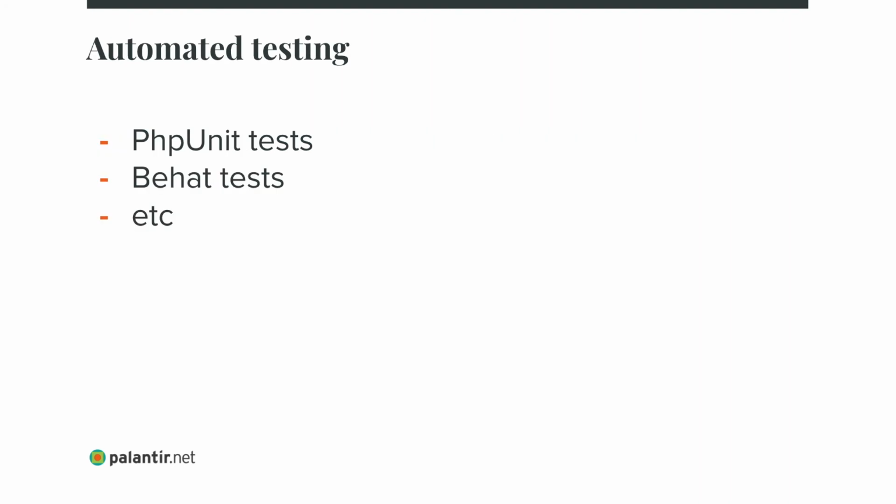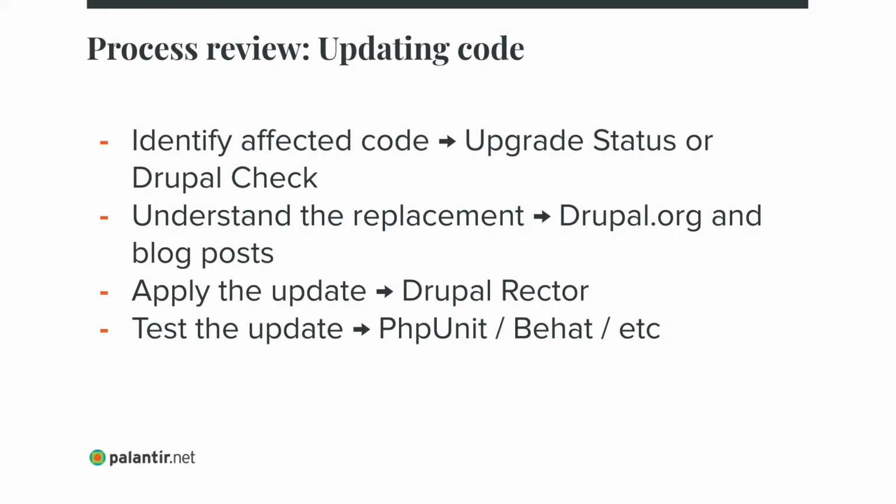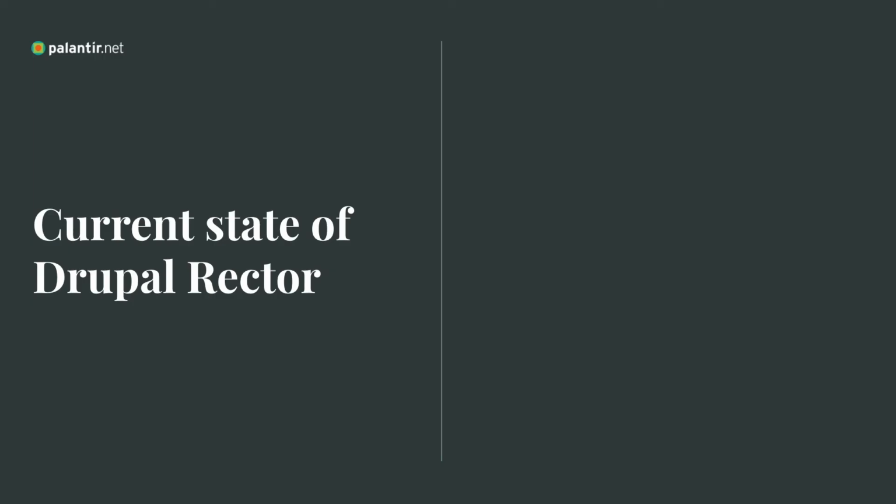There's any number of them, like PHPUnit and Behat, that are common to Drupal, or other automated testing tools. So to review the process, you will want to identify the affected code. You can use Upgrade Status or Drupal Check to help with that. You'll understand the replacements by looking through documentation. You can apply the updates with Drupal Rector, and then you can test those updates with PHPUnit or Behat. So there's a lot of tools to help you with each of the stages of this process.